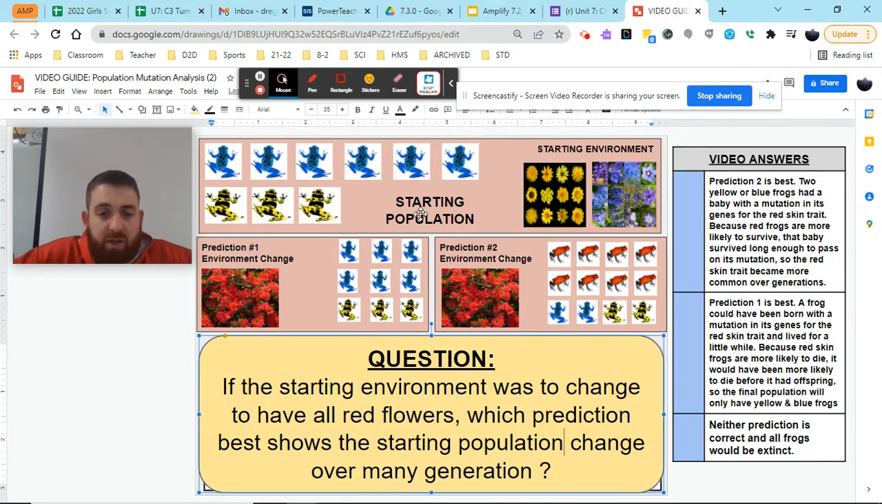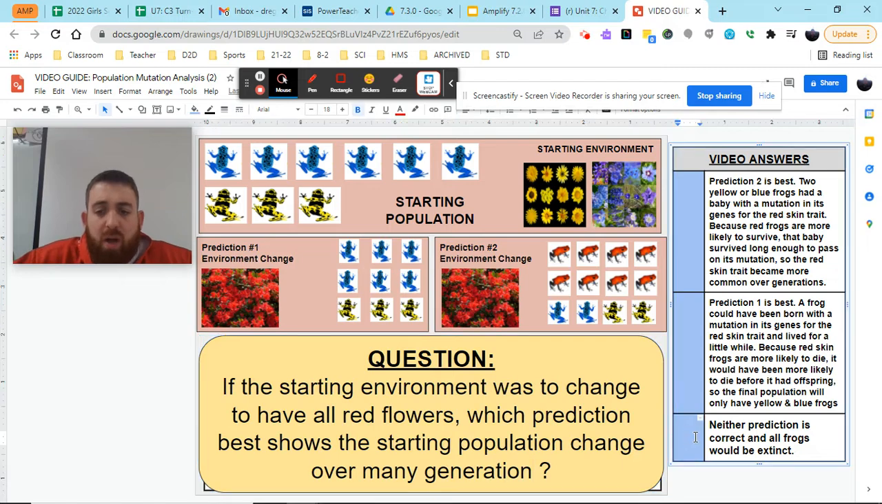So what we're looking at here is our starting population with yellow and blue frogs. This is their starting environment. And we have to decide which prediction, one or prediction two, best shows the starting population changed over many generations. So, do we think that the starting population would change to this over many generations with our red flower environment, or do we think it would change to this with our red flower environment, picking the best answer? So, let's go ahead and take a look at our options.